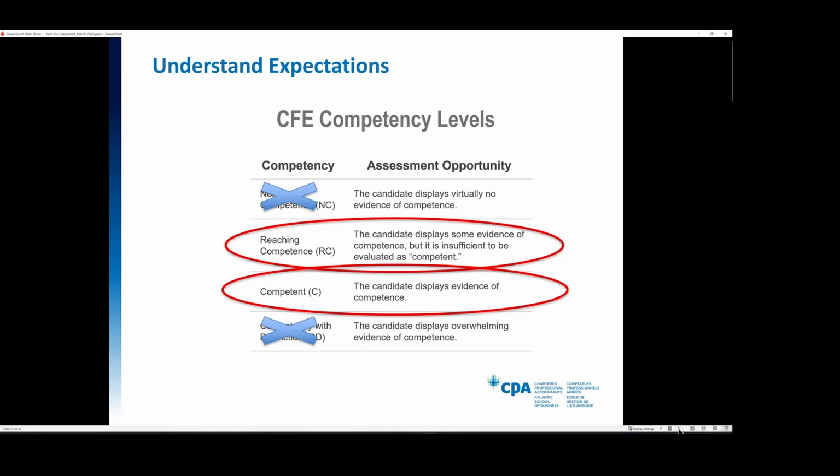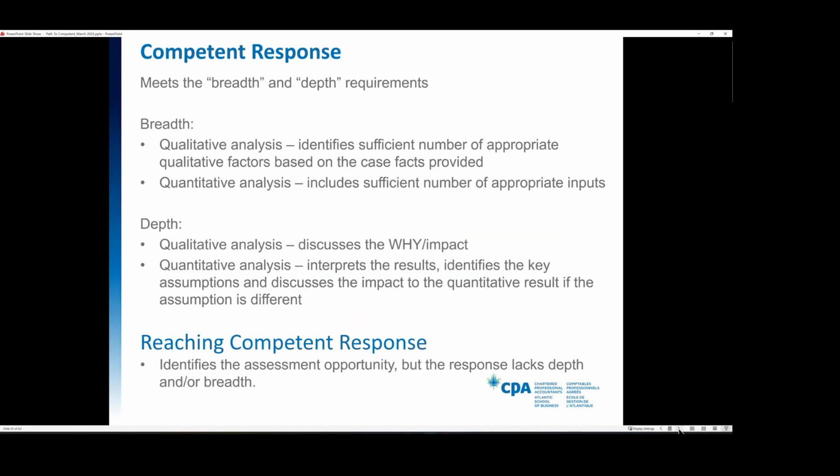Let's drill down, and you notice I've X'd out competent with distinction, because in understanding the CFE, I clearly indicated there's no extra reward for achieving a competent with distinction. You need to create a competent response and move on. And that comes with practice. A competent response meets both the breadth and the depth requirements. Let's go through this again because it's important.